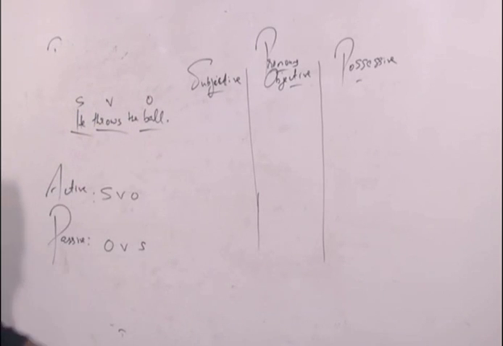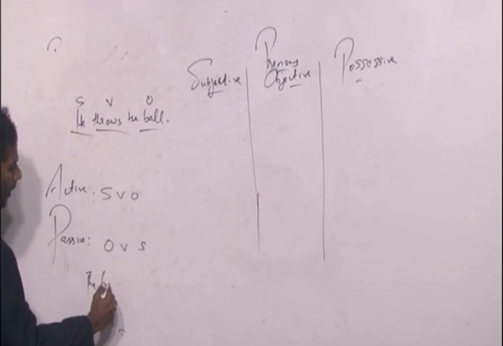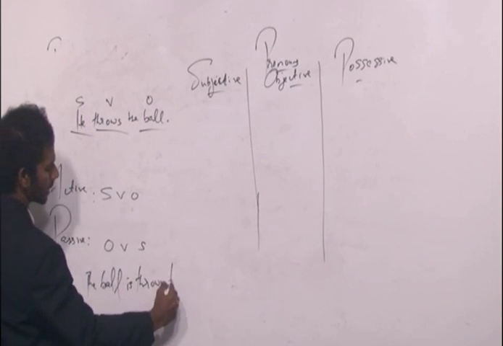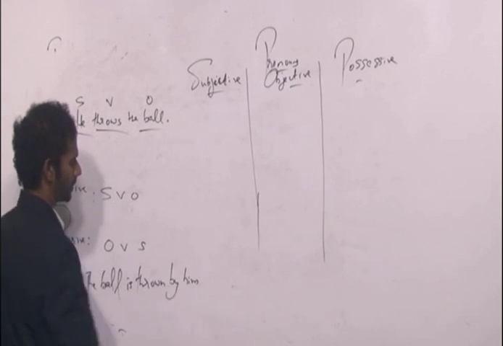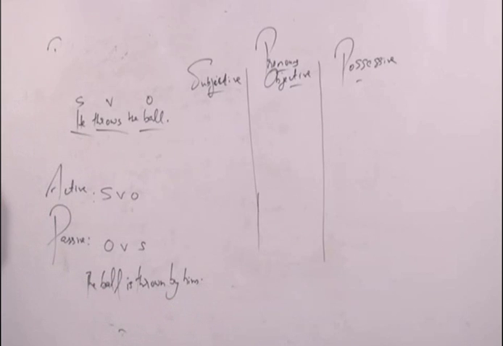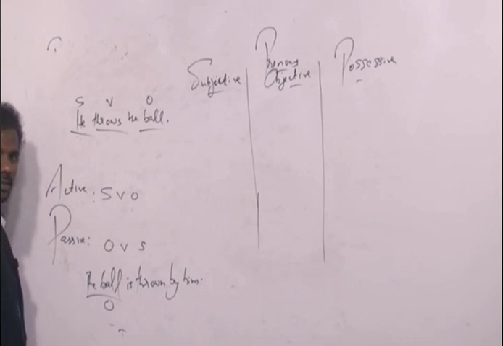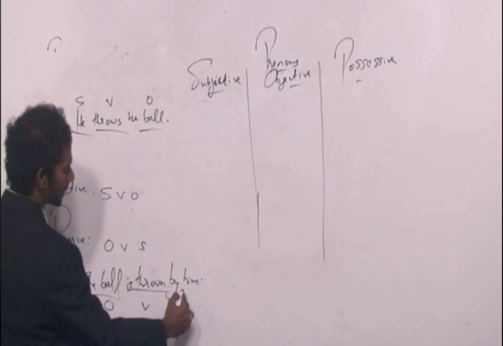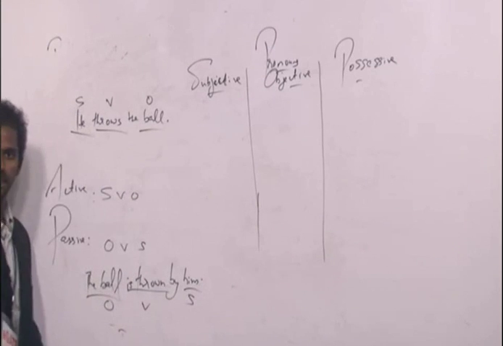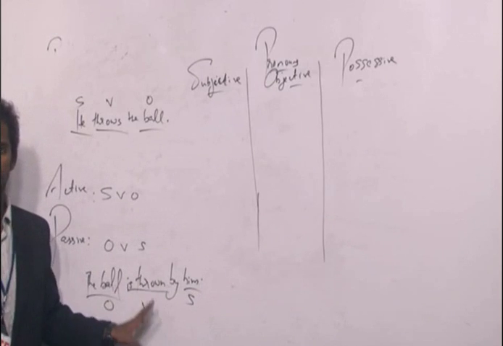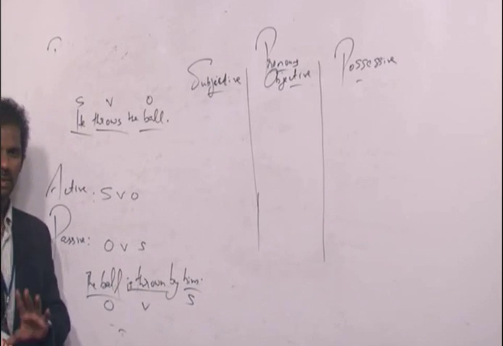Clear? Passive voice will be: the ball is thrown by him. The ball is the object, comes first. Is thrown is the verb, comes second. Him is the subject, comes third. So this sentence is in the order object, verb, subject. So this sentence is in the passive voice. Right? Anyways, you know that much.